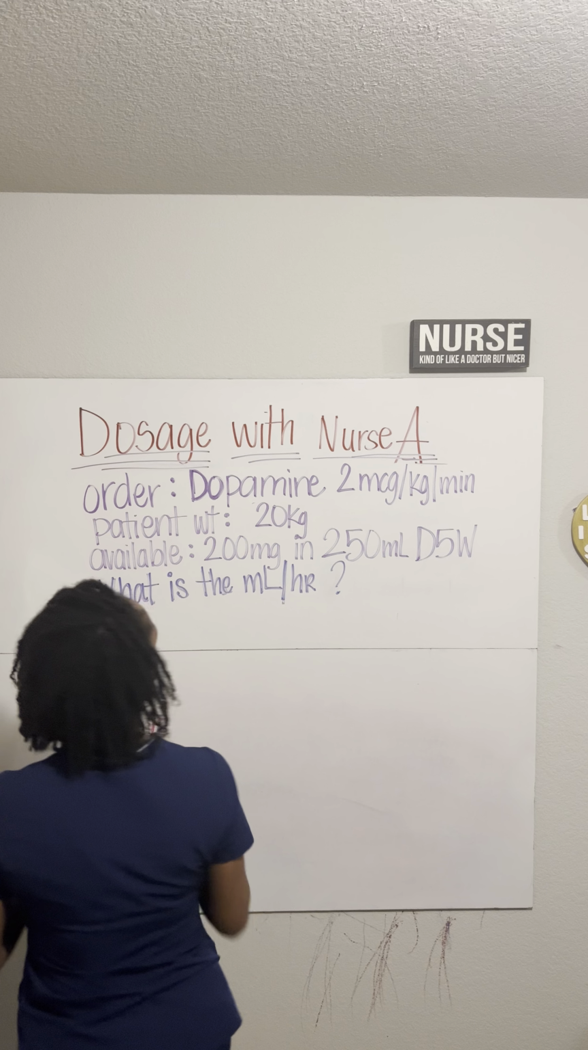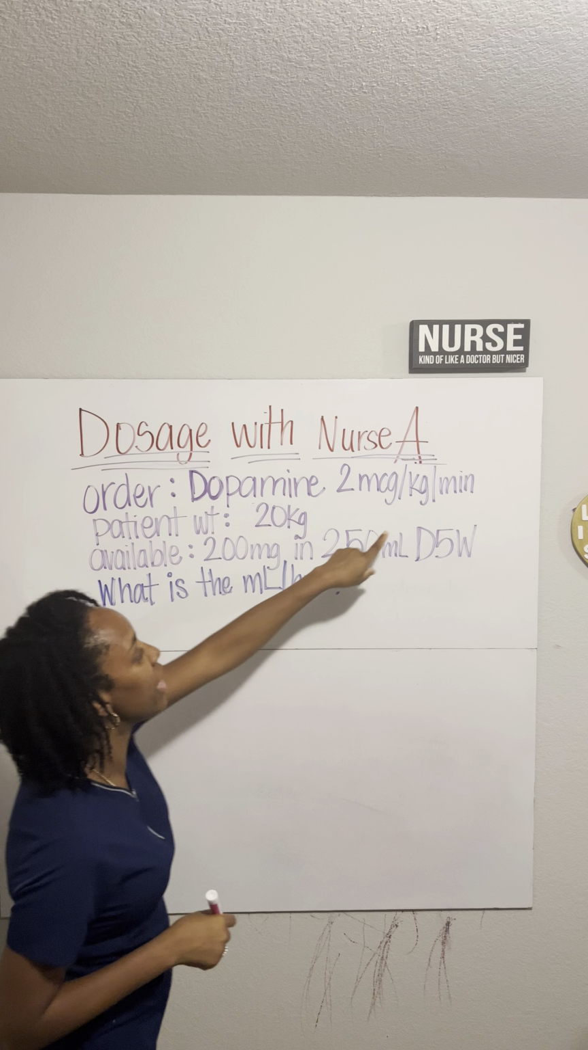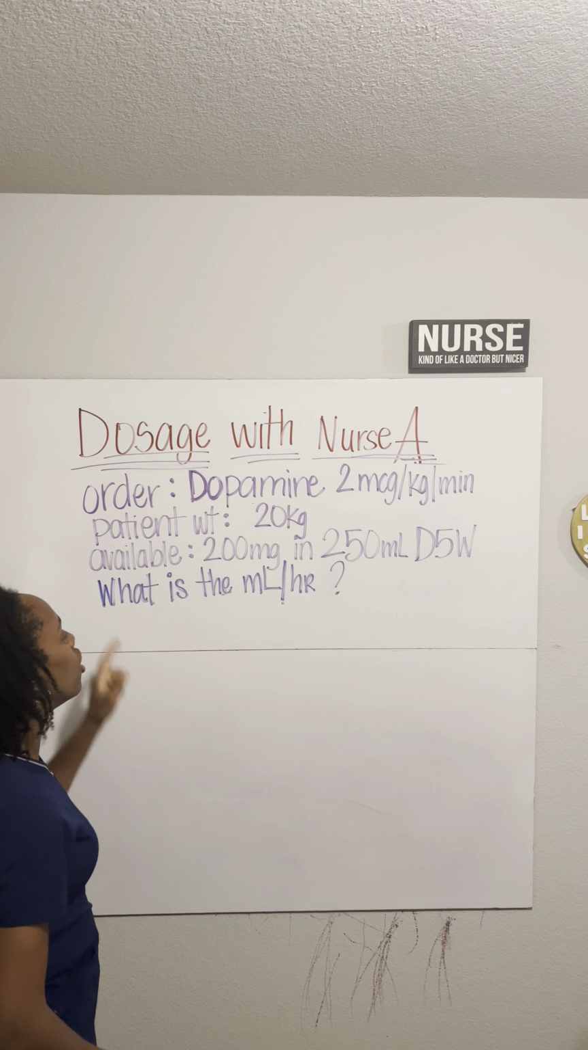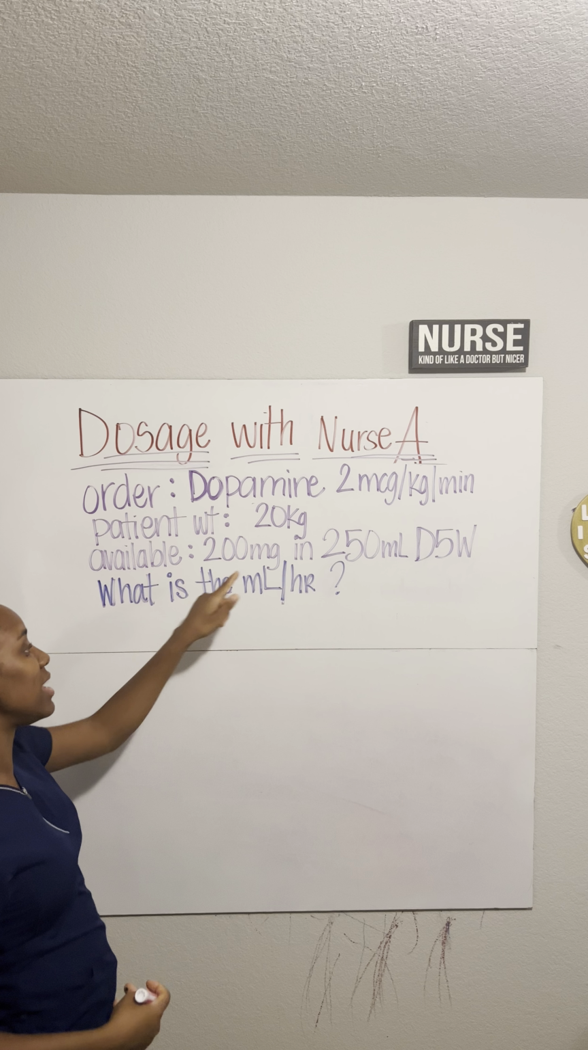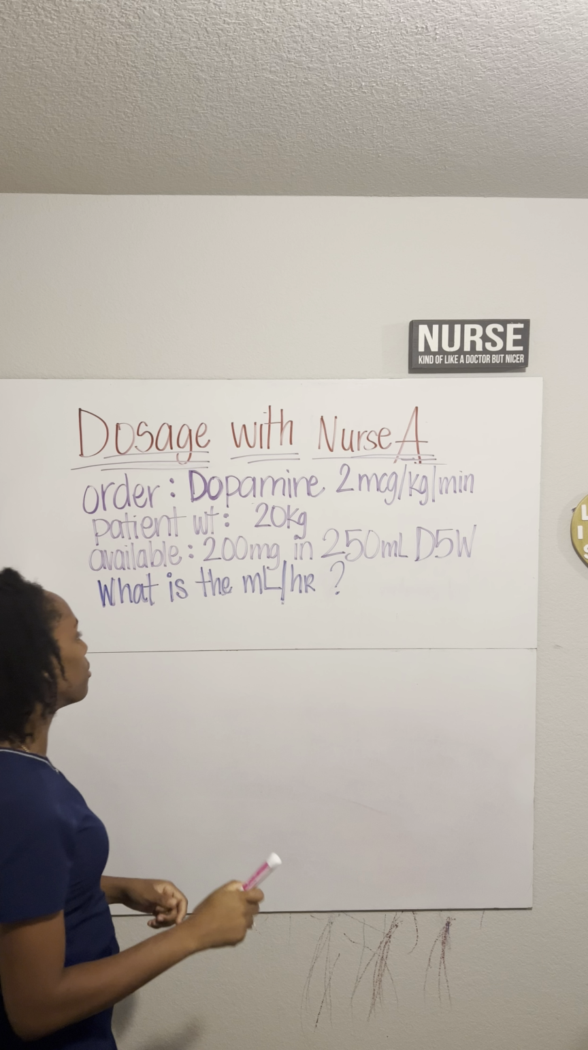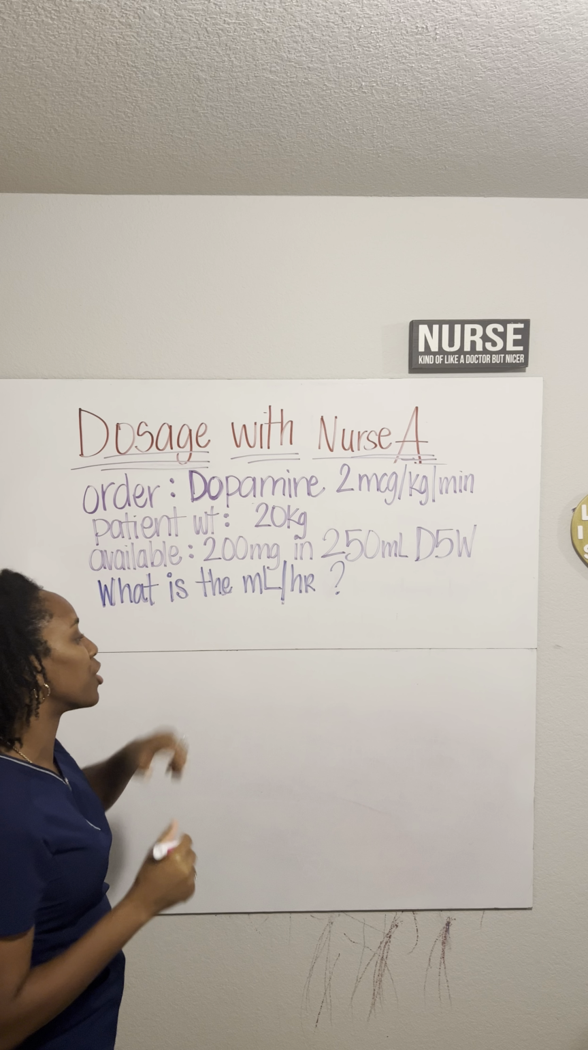So I have some more dosage for you. The doctor ordered dopamine 2 micrograms per kilogram per minute. The patient weighs 20 kilograms. What we have available from pharmacy is 200 milligrams in 250 milliliters D5W. What is the mLs per hour?